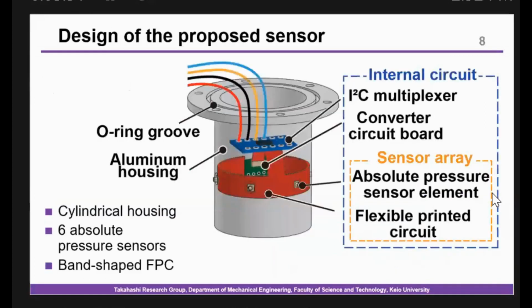Now, I would like to explain the design of the proposed sensor. The features of the proposed sensor are a cylindrical housing, the use of 6 absolute pressure sensors, and the use of a band-shaped flexible printed circuit called FPC. By using the FPC and absolute pressure sensors, the fabrication process becomes simple.